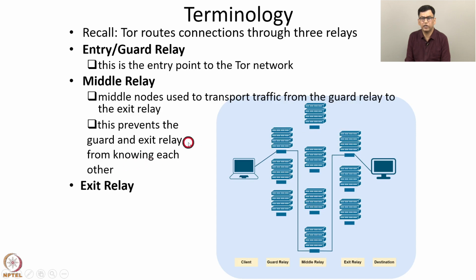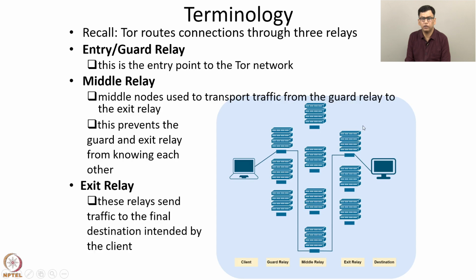Then the exit relay is the third relay on the path that is shown here. This exit relay sends traffic to the final destination intended by the client. So as we can see here, the exit relay communicates with the end destination. So this terminology will be used throughout this lecture. The first relay is the guard relay or the entry relay. The second relay is the middle relay, and the third relay on the path is the exit relay.